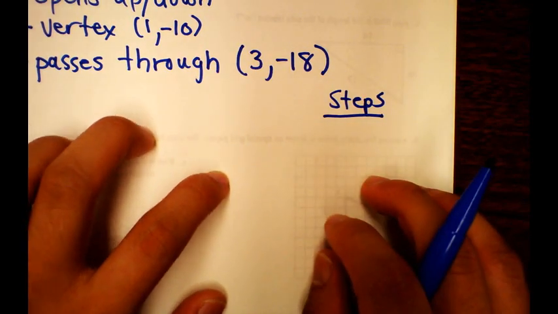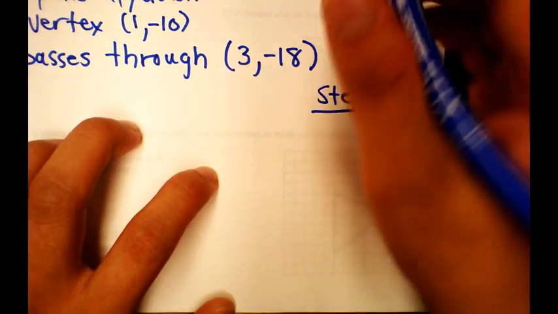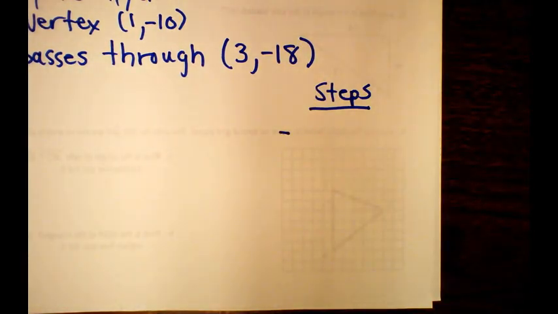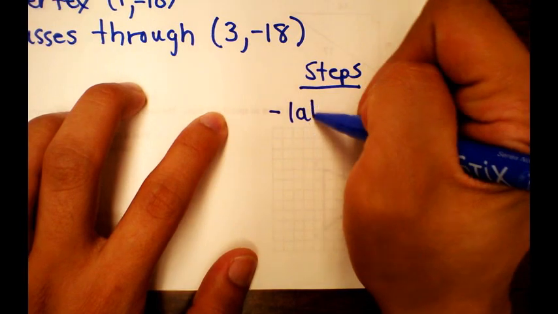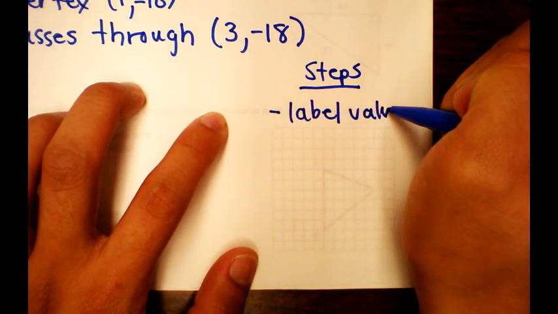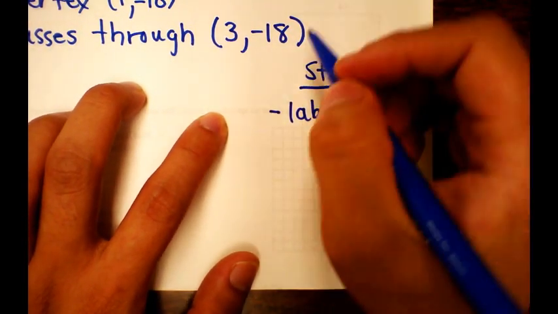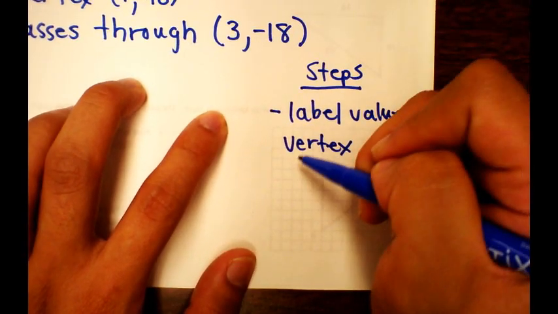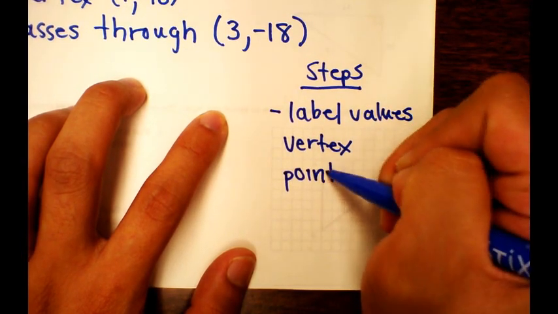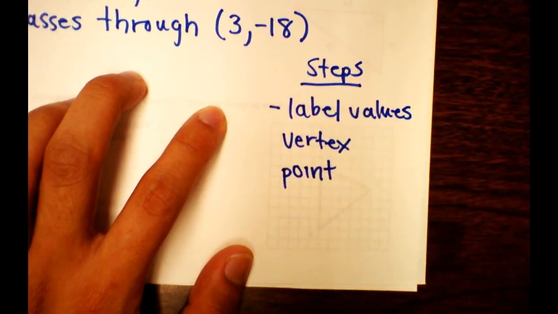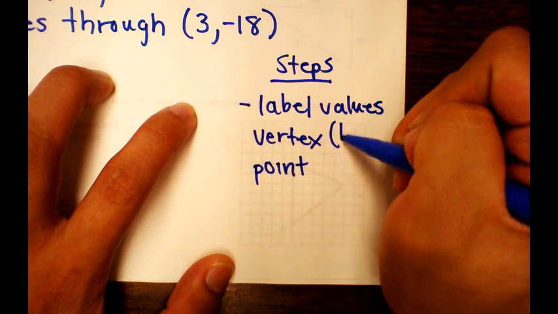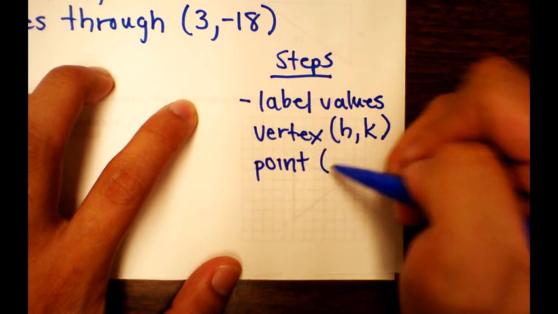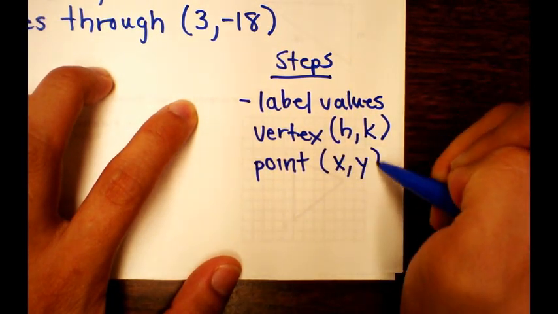Let me do 3 major steps, and then we'll finish it off after we do those steps. First, we're going to label the values of what we are given, the vertex and the point. The vertex, remember, is (h, k), so we did this last week. The point, however, we're going to label as (x, y).